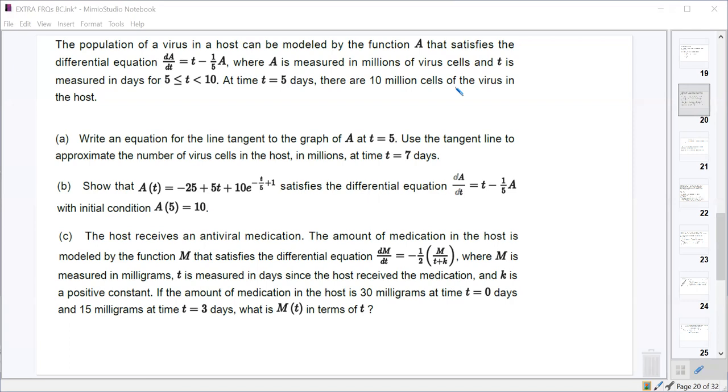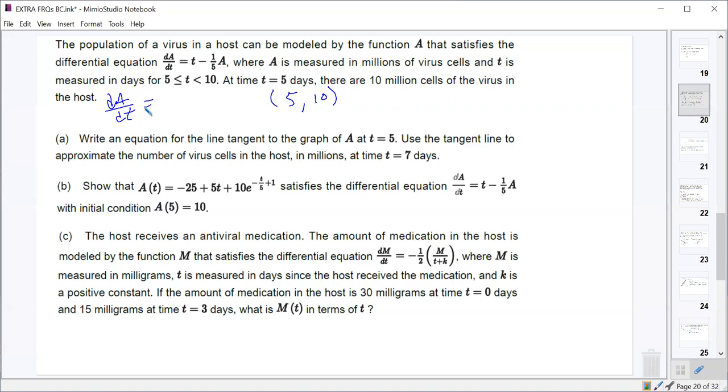So for part A of this free response, we want to write an equation for the line tangent to A at t equals 5. Noting that A is measured in millions of virus cells, the point that we're looking at is the point (5, 10), since it's 5 days and 10 million cells. We'll write our tangent line using a slope. Our slope will come straight from our differential equation.